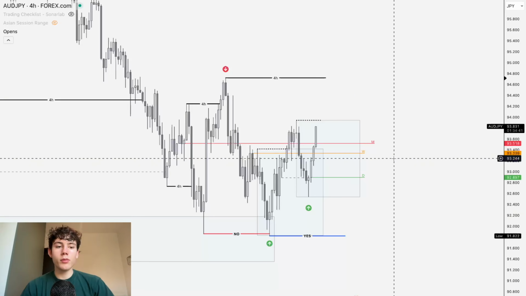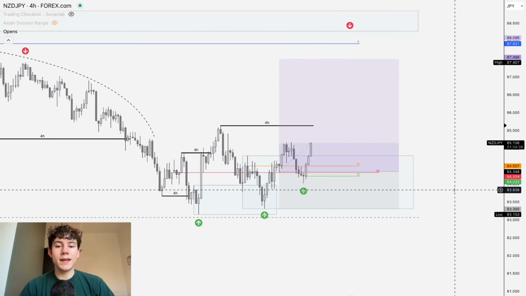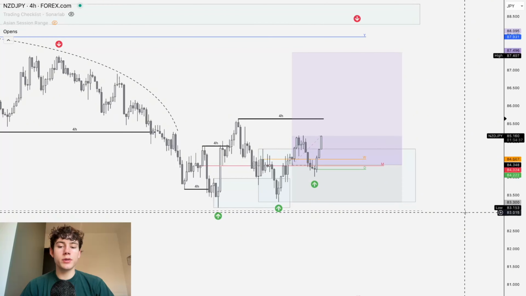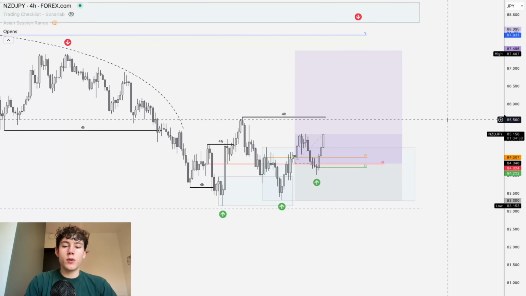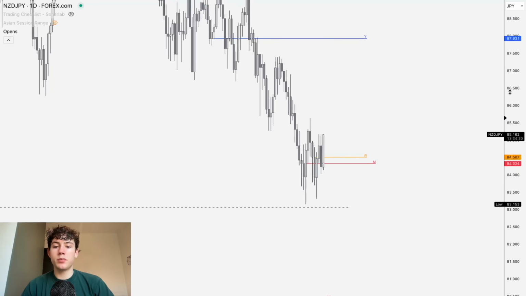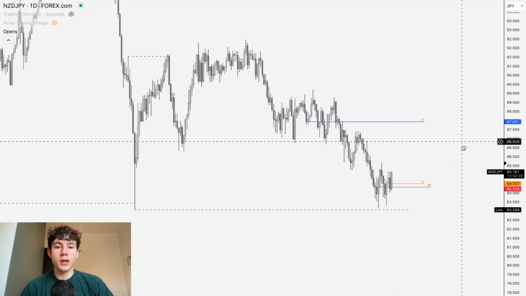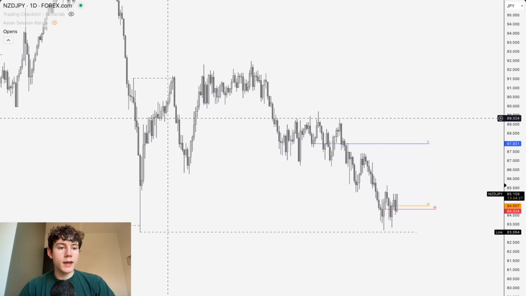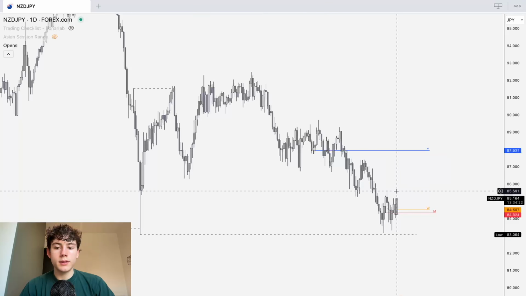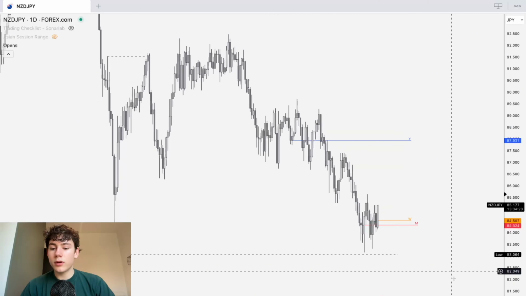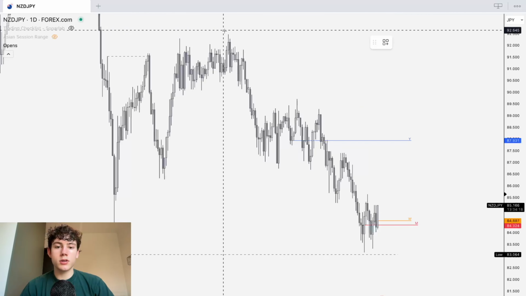Okay, going over to NZD Yen, I am now inside this swing position, which is booming at the moment, and let me explain why I am in this swing position. Okay, so let's see. I wanted to grab some arrows, but I will just show it.